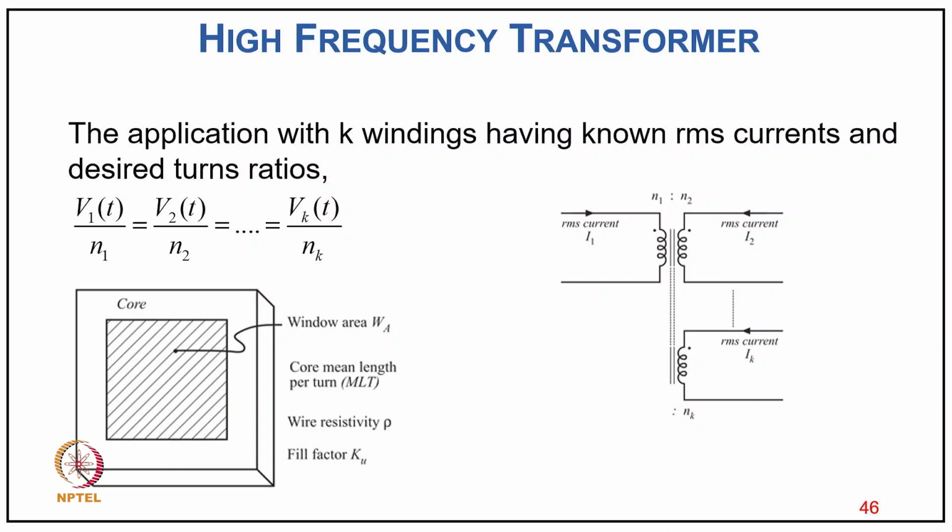As you can see here, the application has K windings, each having a known RMS current and a desired turns ratio V1 upon N1 equal to V2 upon N2 equal to Vk upon Nk. You may have multiple windings, as you can see in the diagram: the primary is winding 1 with N1 turns, and the secondary windings are N2, N3 up to Nk with currents I2, I3 up to Ik.